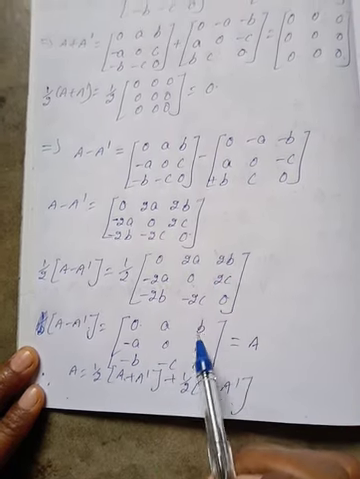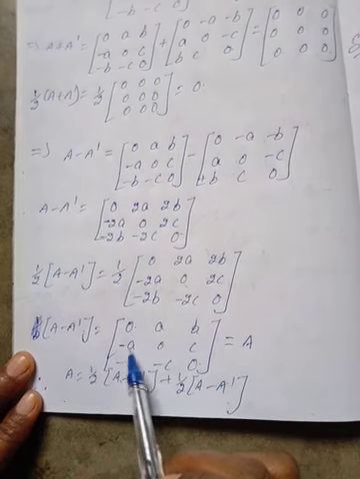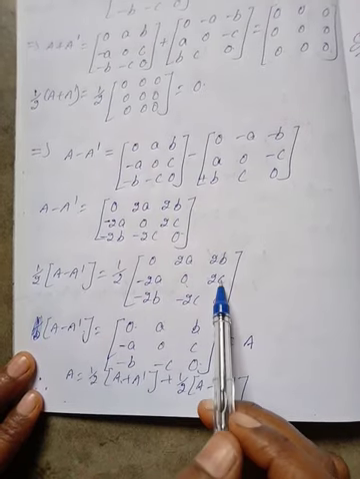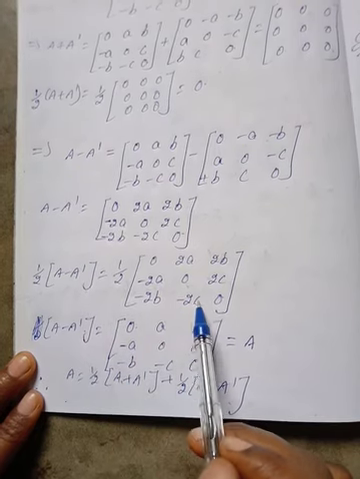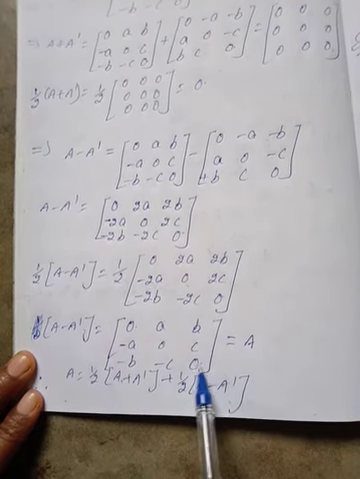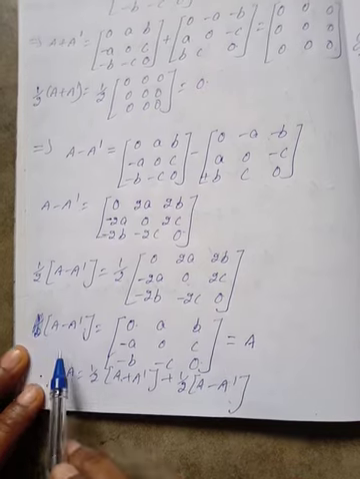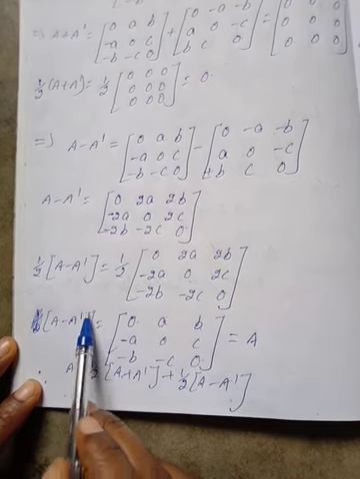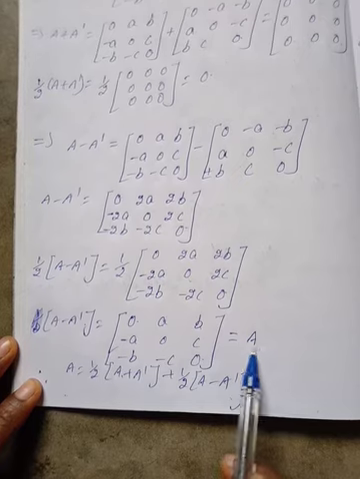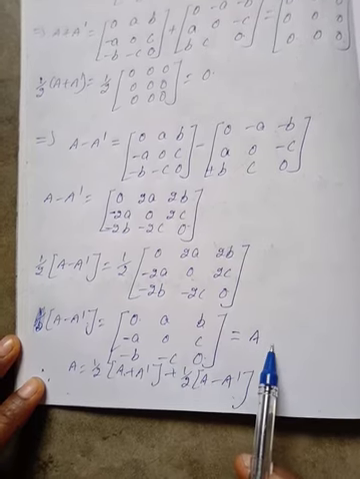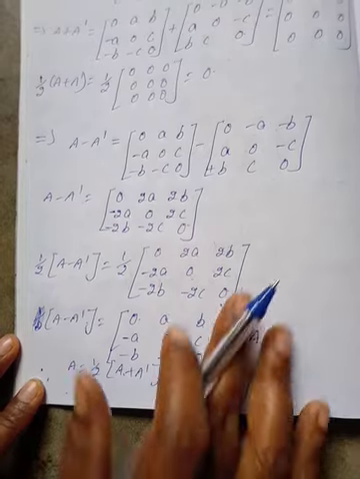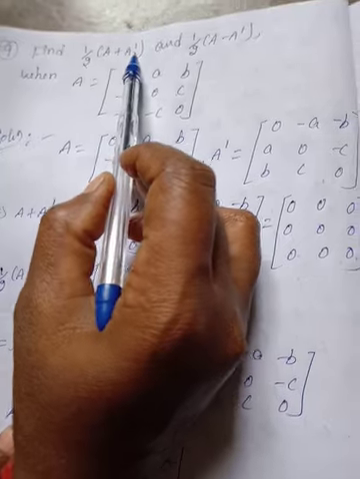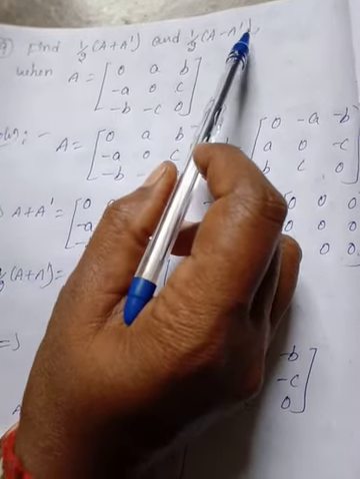Here 2 cancel, we are getting B. 2 cancel, minus A, 0. Here 2 cancel, C. 2 cancel, minus B. 2 cancel, minus C. You are getting 0. This is your half into A minus A transpose value. You are getting A. Again, this is the value of A matrices. So guys, like that we need to find the value of half into A plus A transpose and half into A minus A transpose.